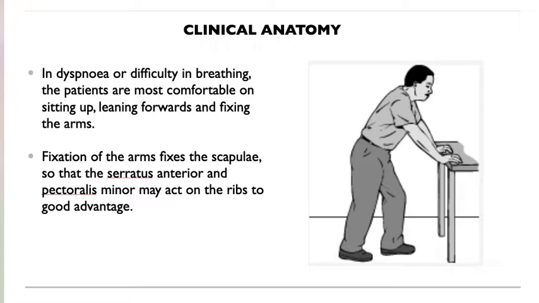Now, what is dyspnea? Dyspnea is difficulty in breathing, where the patient is basically most comfortable on sitting up, leaning forward, and fixing the arms, as you can see in this posture. So fixing of the arms is basically fixing the scapulae so that the serratus anterior and the pectoralis minor may act on the ribs for a good advantage.